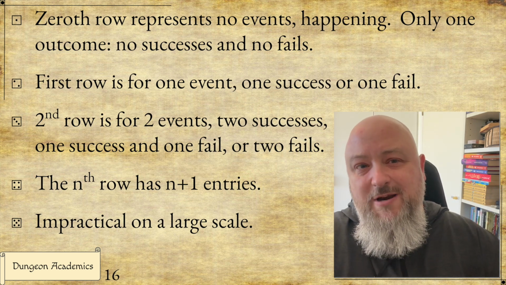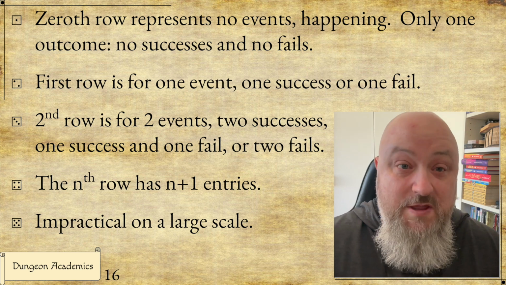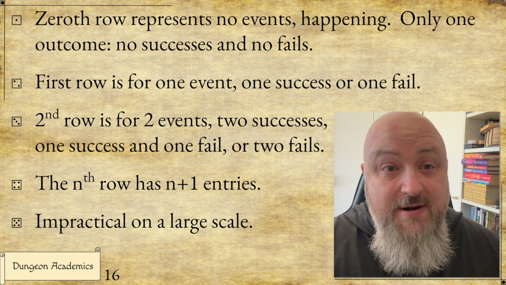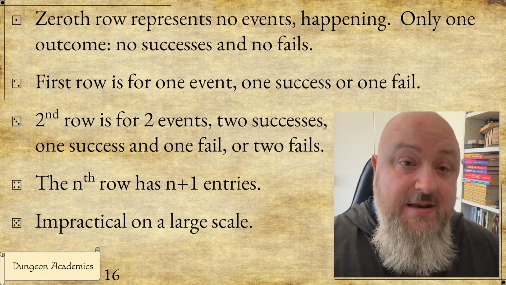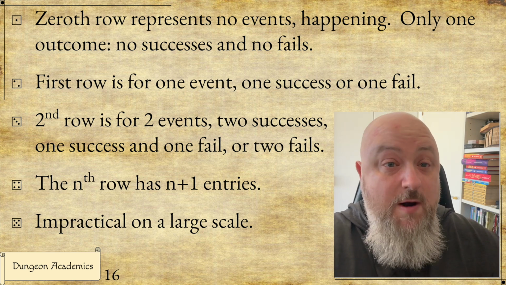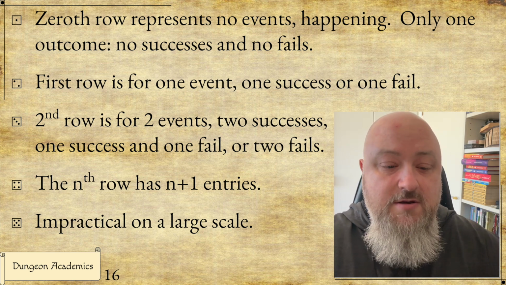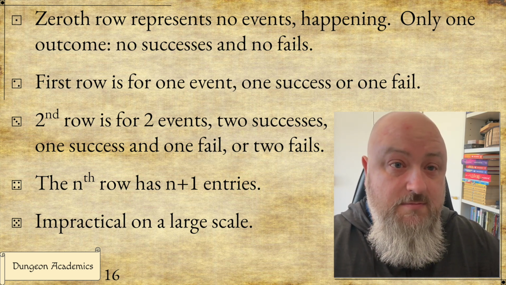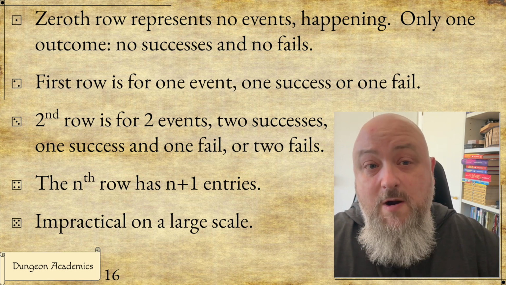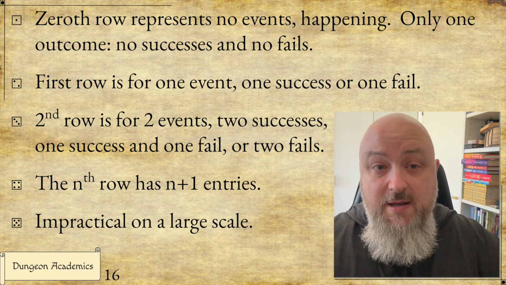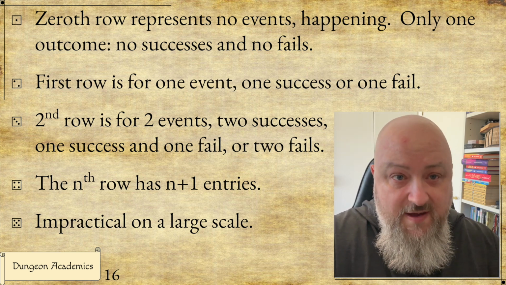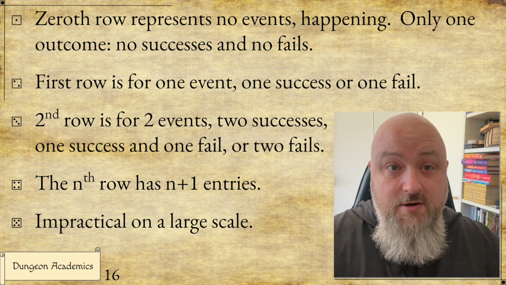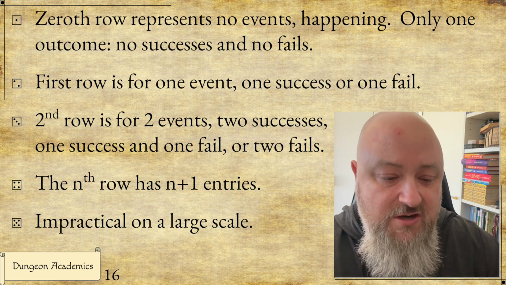Now, how does this relate to our problem with binomial probability? Well, each row represents the different outcomes for a certain number of events. The 0th row represents no events. There are no outcomes, no successes, no fails, so there's only one way to organise this. The first row represents one event. It could be 0 successes and 1 fail, or it could be 1 success and 0 fails. Those two cells, 1 and 1, tell you how many different ways there are of arranging this.